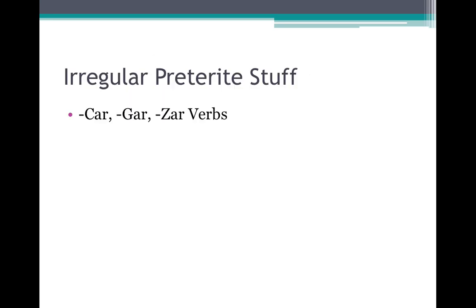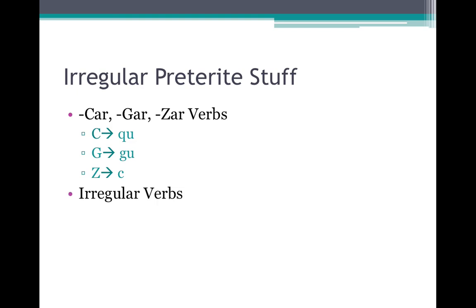All right. Then we had all sorts of irregular stuff. The first things we learned were car-gar-zar verbs. What are car-gar-zar verbs? Verbs that end in car, gar, zar, and what do I have to do with them? They change in the ending, and where do they change? In like what box? Not the bottom two. The yo form. Remember, C changes to QU, G changes to GU, and Z changes to C, and they only change in the yo form.